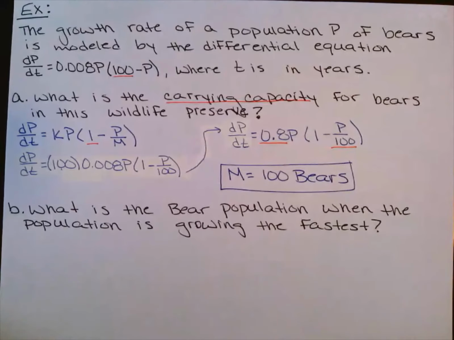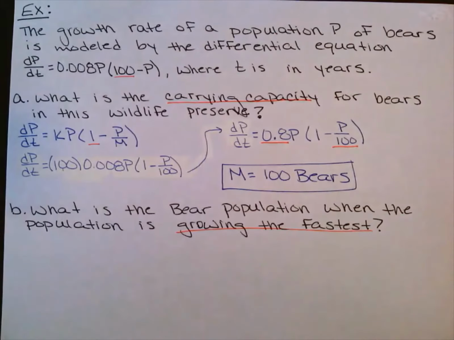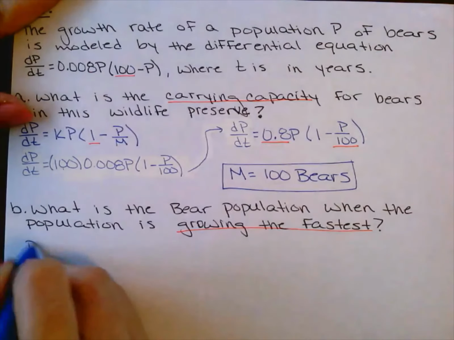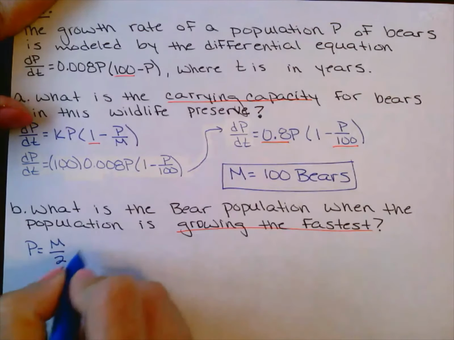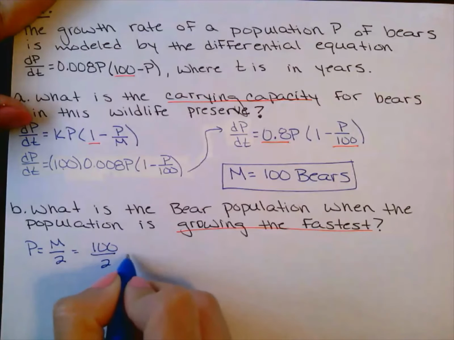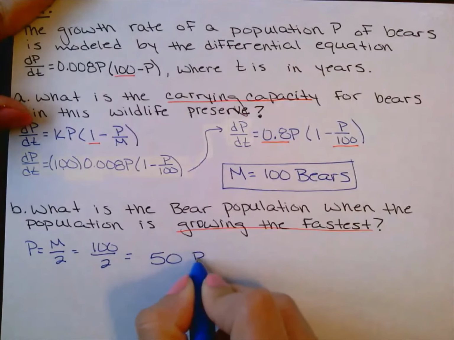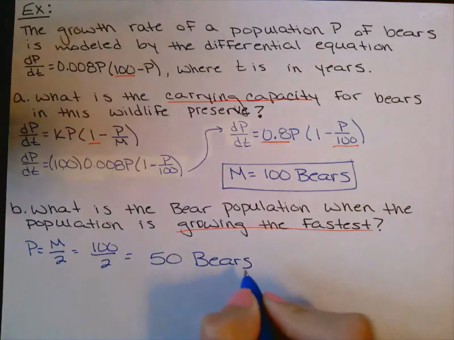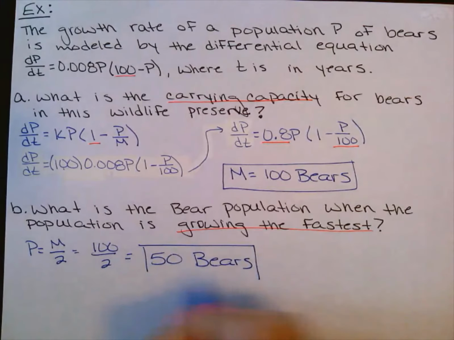Let's go ahead and look at the next one. What is the bear population when the population is growing fastest? Keyword there is growing fastest. And we know that we are growing fastest at my carrying capacity divided by 2, which means I'm doing 100 divided by 2. So that means it's going to be at 50 bears. That is when the growth rate of the bears in the preserve was growing fastest.